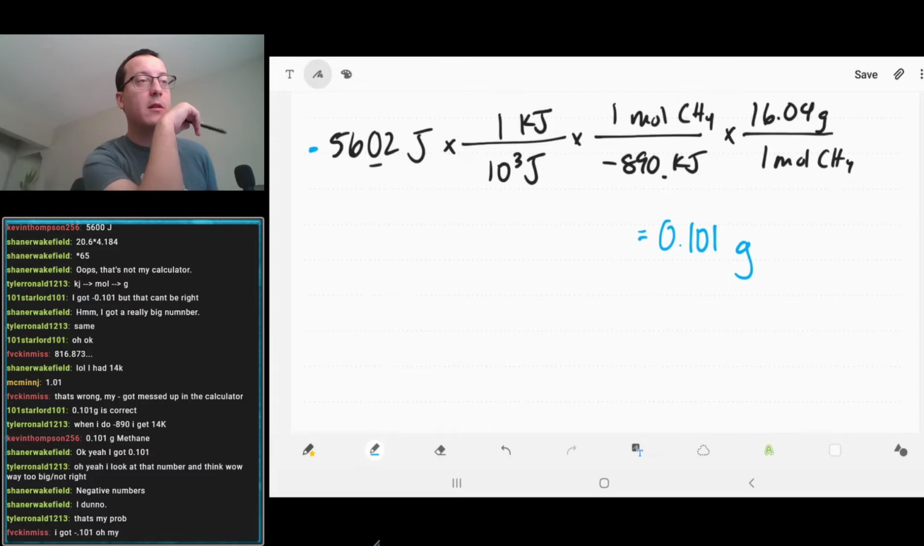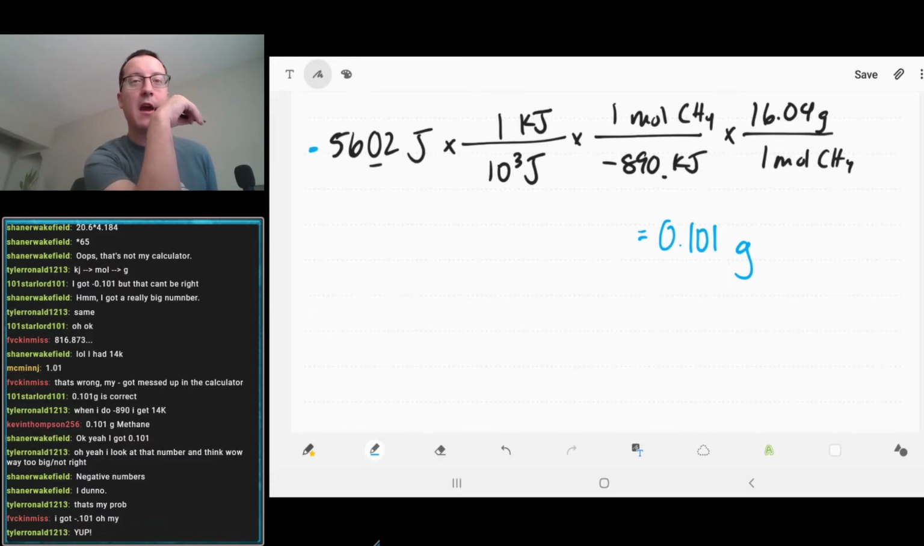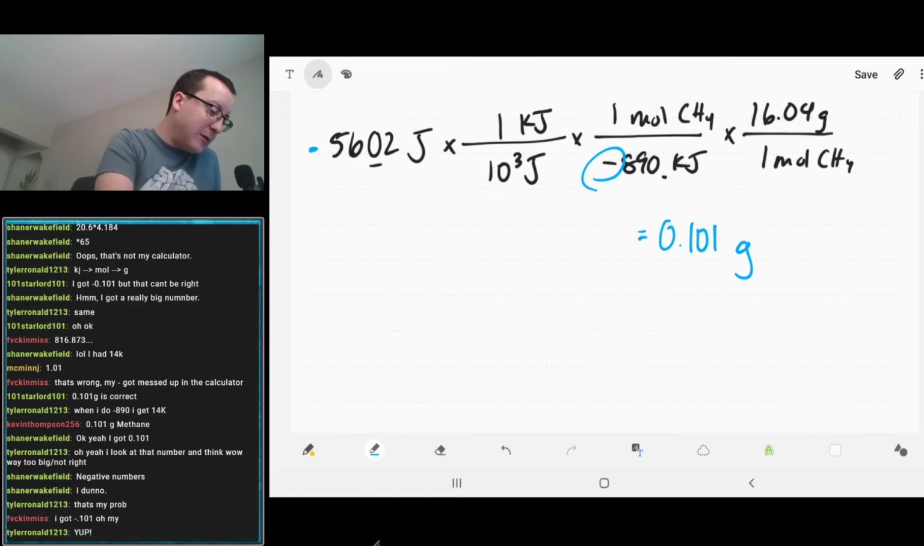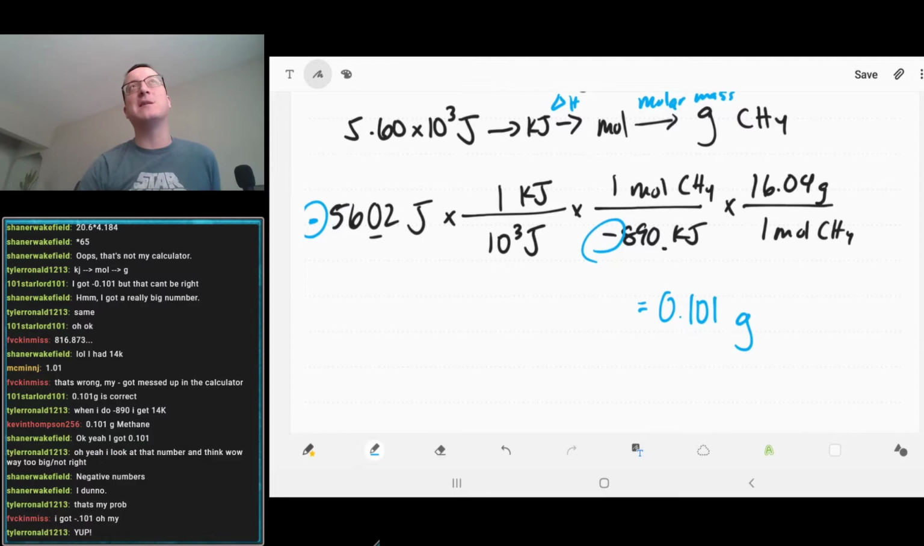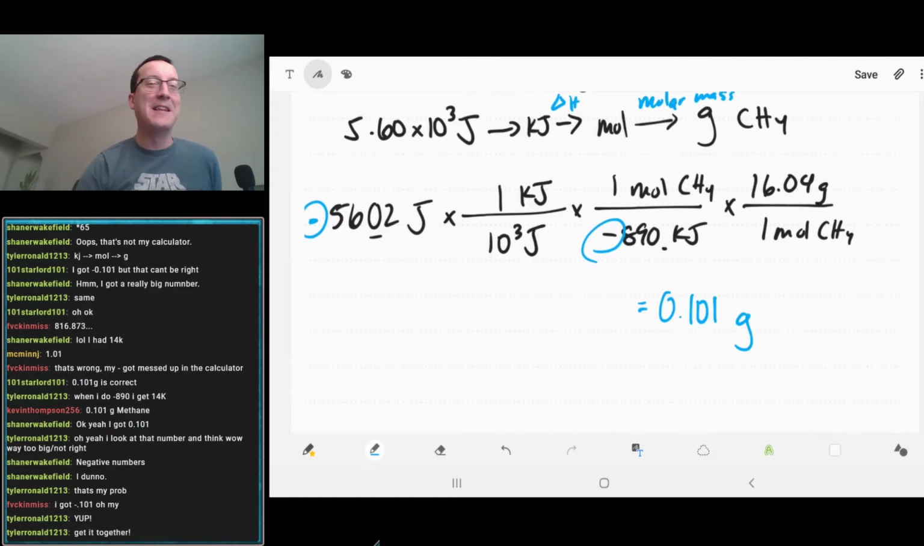So yeah, point 101 is correct, Melissa. You are okay. So that negative is there because of this. That's why we had a negative, but we forgot to put a negative with our joules at the beginning. So that was my fault for forgetting to put that there. One way to think about it, your mass has to be positive, right? So we can just forget about the negative signs. But that's one way to do it.